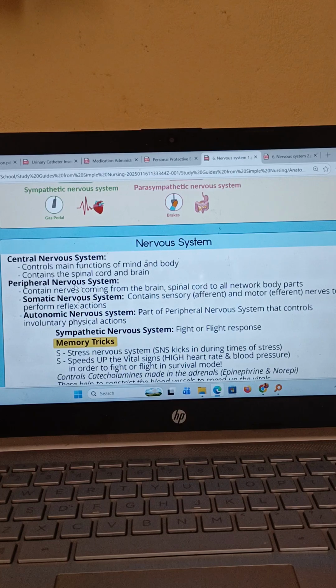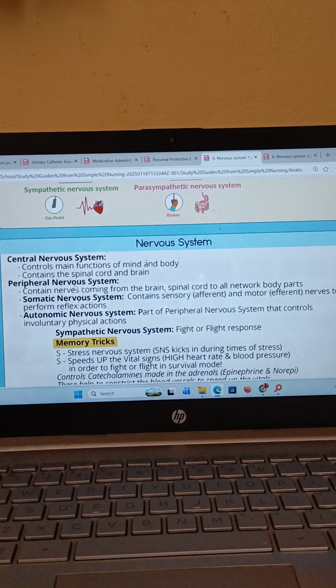What about the peripheral nervous system? It contains nerves coming from the brain and spinal cord to all the body parts. So when you talk about the spinal cord and the brain, that is the central nervous system. But any other nerves that come from the central nervous system become the peripheral nervous system. So it has the somatic nervous system and the autonomic nervous system, the way you've just seen from the diagram above.